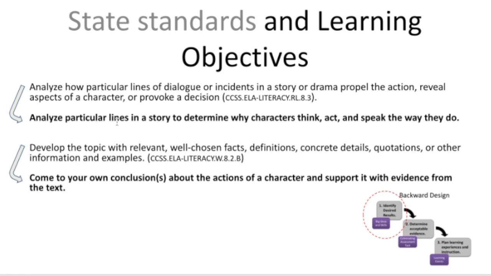Today, we're going to analyze particular lines in a story to determine why some of these characters think, act, and speak the way they do. So notice that it's derived from this, but it's more student-friendly language. So instead of developing the topic with all of this, I could say to students or communicate or write this on the board: we want you to be able to come to your own conclusion or conclusions about the actions of a character and then support that with evidence from the text. So we take our content standards and turn them into learning objectives by looking at, what are the key knowledge and skills, and then rewording that in a way that's student friendly.